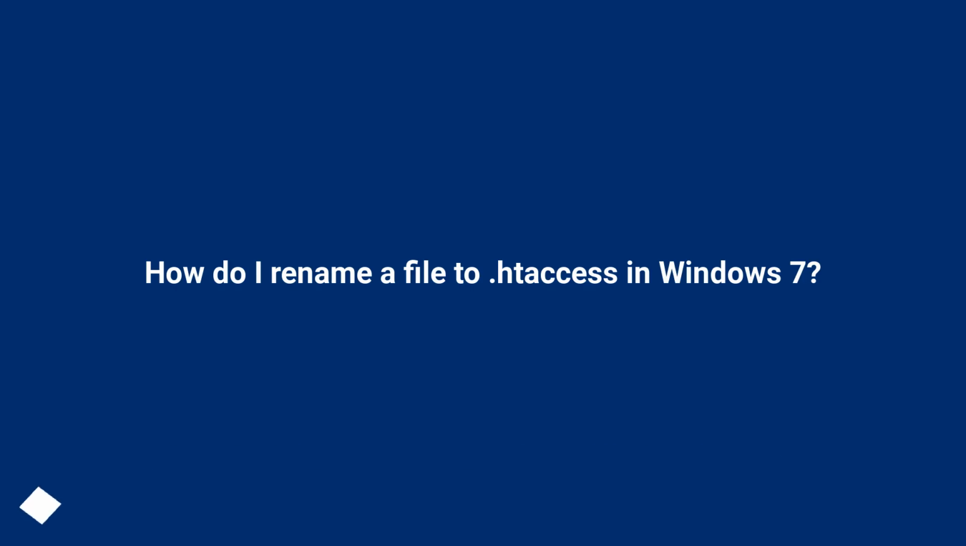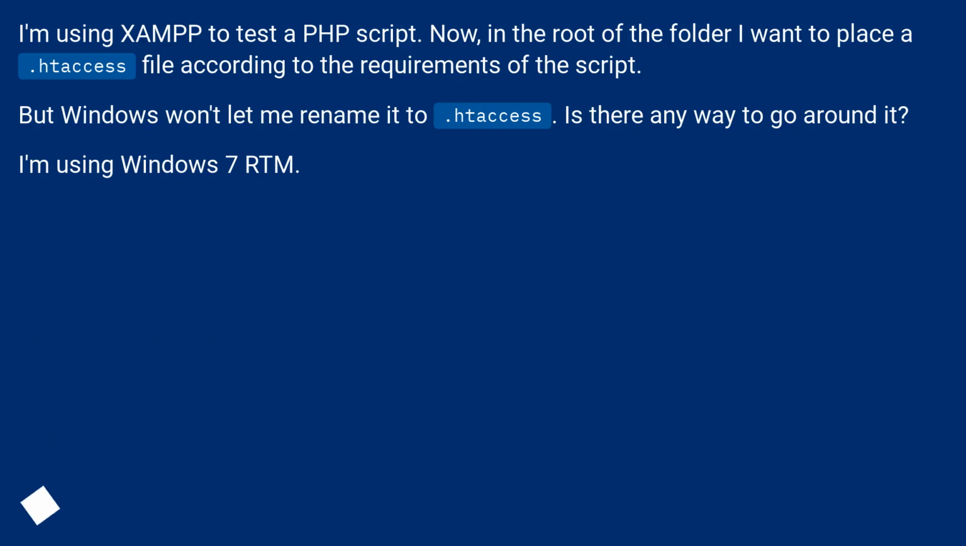How do I rename a file to .htaccess in Windows 7? I'm using XAMPP to test a PHP script. Now, in the root of the folder I want to place a .htaccess file according to the requirements of the script. But Windows won't let me rename it to .htaccess. Is there any way to go around it? I'm using Windows 7 RTM.